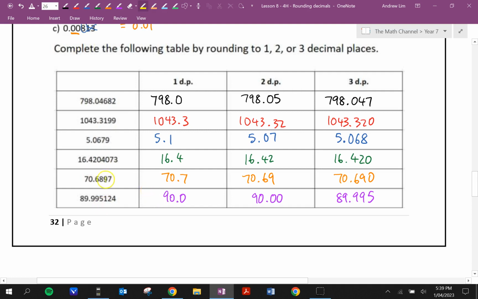70.6897. 1 decimal place, look at the 2nd number. That 8's bigger than 5, so that 6 rounds up to 7. 70.7. 2 decimal places. Look at the third number. That 9 tells us that 68 rounds up to 69. 3 decimal places. Look at the fourth number. Oh, that 7 tells us we need to round 689 up to 690. That's why I wrote 690 here.